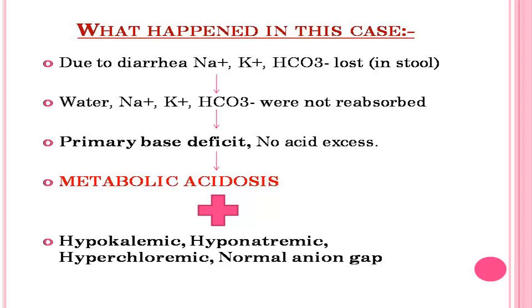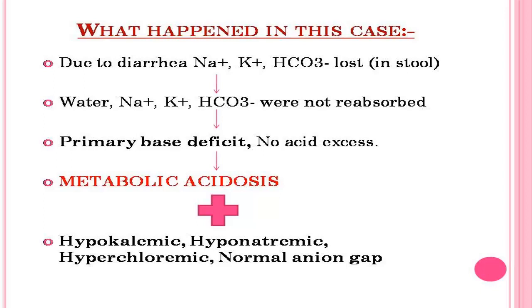And another thing, from the large gut, a huge amount of water, sodium, potassium and bicarbonate are also reabsorbed. As the patient is suffering from diarrhea, there will be no reabsorption of all these electrolytes also. So there will be low sodium, low potassium and low bicarbonate. And as the bicarbonate is also lost, there will be primary base deficit.